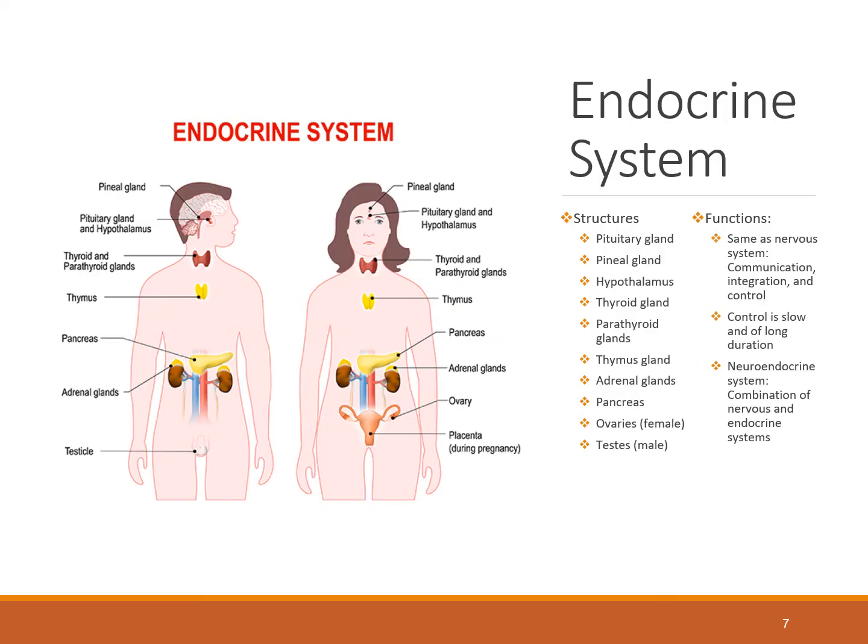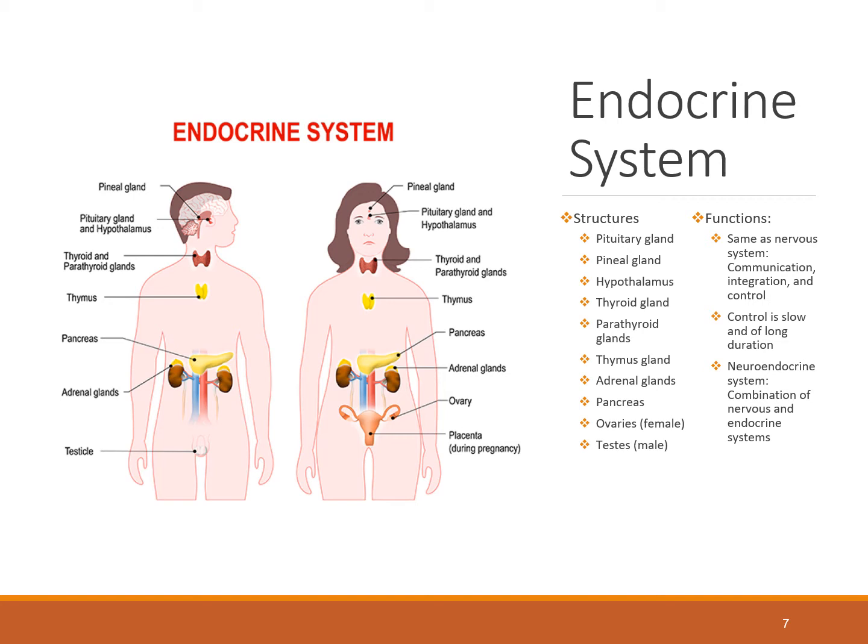The endocrine system is composed of glands that secrete chemicals known as hormones. Now, the endocrine glands are referred to as ductless glands, and what this means is that they secrete their hormones directly into the bloodstream. Now, the endocrine system and the nervous system work very closely with one another.